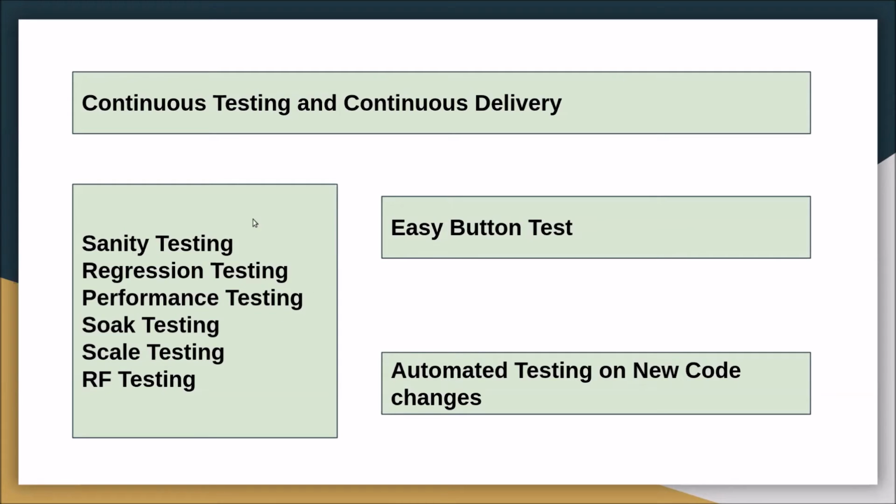Now, what we do, we create an easy button test. Basically, you can go onto GitHub or any kind of Jenkins tool or anything, and we can integrate our easy button test tool. We can also do automated testing on new code changes.